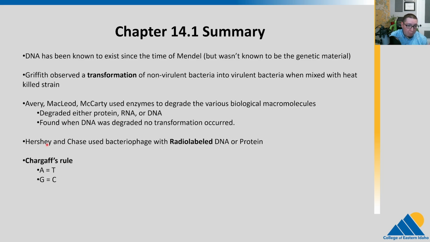Alfred Hershey, Martha Chase, they used bacteriophage with radiolabeled DNA or radiolabeled protein, and they were able to narrow down that DNA was the genetic material injected into the cells to cause them to replicate the phage. Meanwhile, Chargaff noticed that the amount of A in a DNA strand was equal to the amount of T, and the amount of G was equal to the amount of C. This sets the stage for the race to discover the structure of the DNA double helix, which we will talk about in the next section. All right, that's it for now.